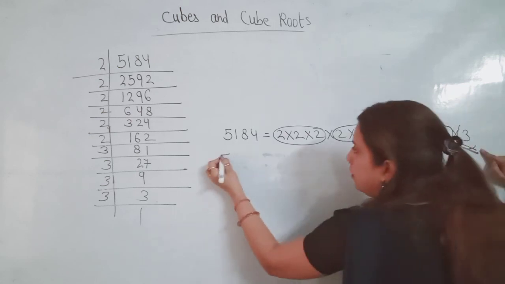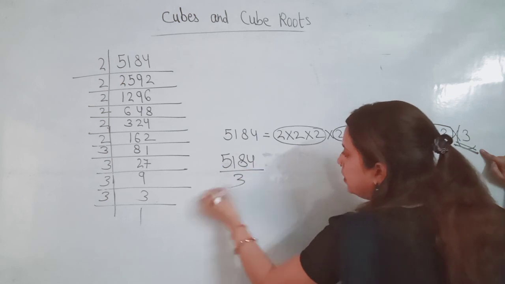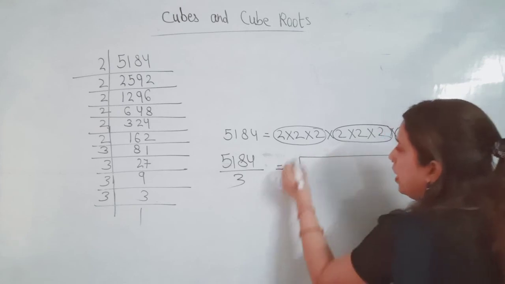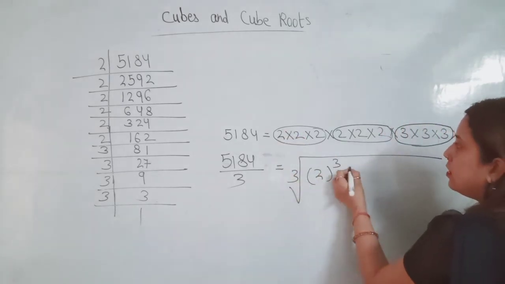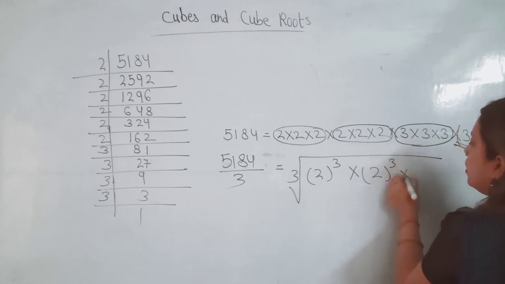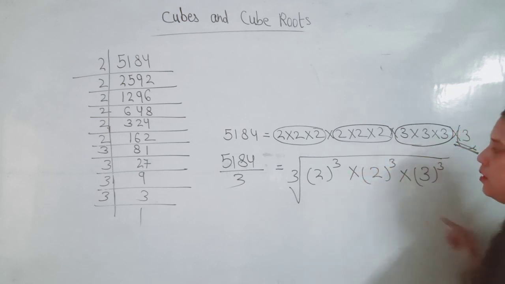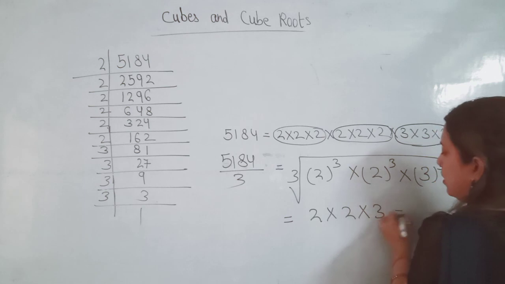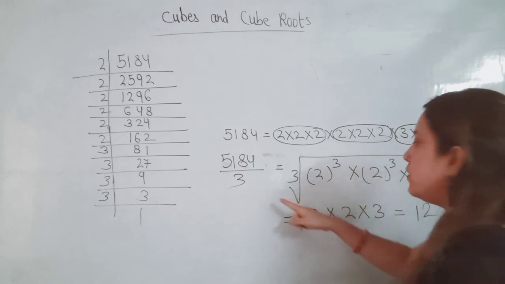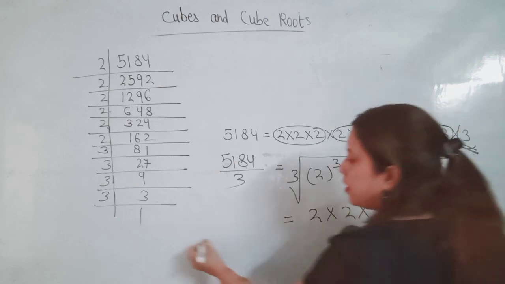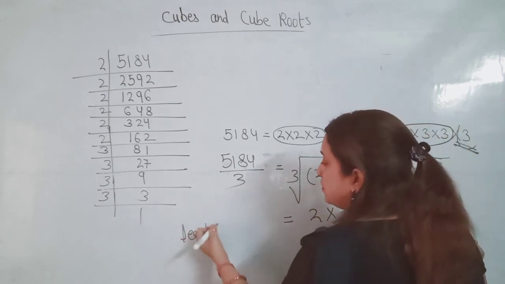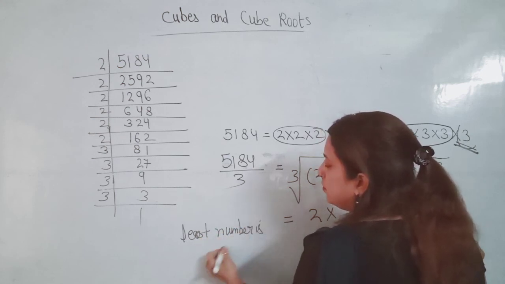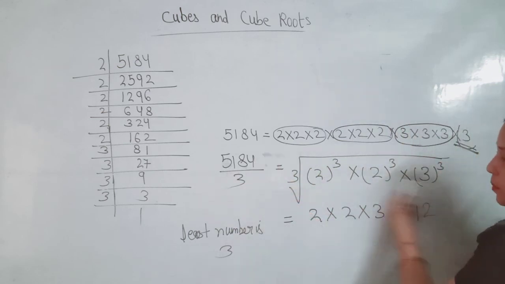So we should divide 5184 by 3, and when we divide by 3, then it will be a perfect cube, and the perfect cube will be 2 raised to the power 3 into 2 raised to the power 3 into 3 raised to the power 3. When it comes outside from the cube root sign, then it will be 2 into 2 into 3. Answer is 12. Okay, the cube root of that number is 12, and the least number by which it is divided is 3.